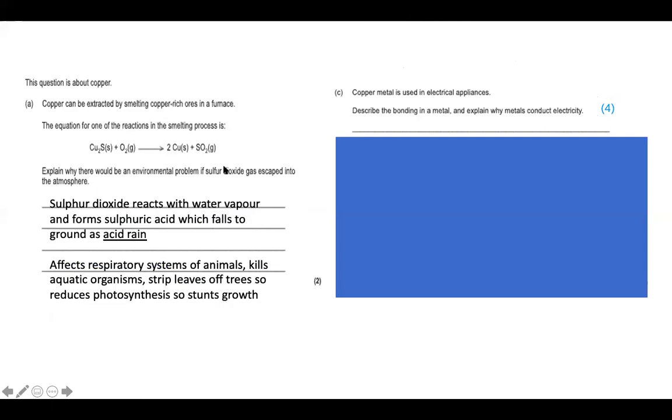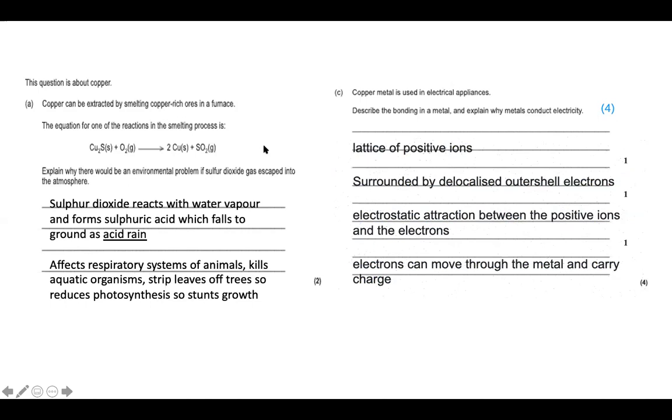So the first one, copper can be extracted by smelting copper-rich ores in a furnace. Explain why there would be an environmental problem if sulfur dioxide gas escaped. So the main point here is you needed to say that sulfur dioxide forms sulfuric acid, which can fall as acid rain. And this could either affect respiratory systems, animals, kill aquatic organisms, strip leaves off trees, so reduces photosynthesis and stunts growth. So you just needed one of those points. But you needed to make sure you said that sulfur dioxide reacts with water to form sulfuric acid, and that falls to the ground as acid rain.